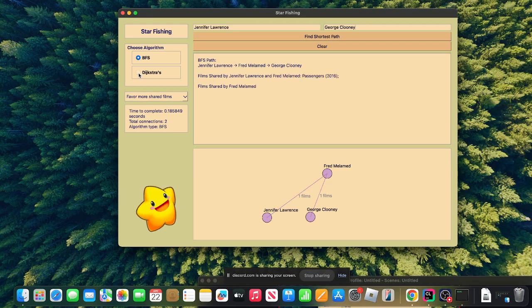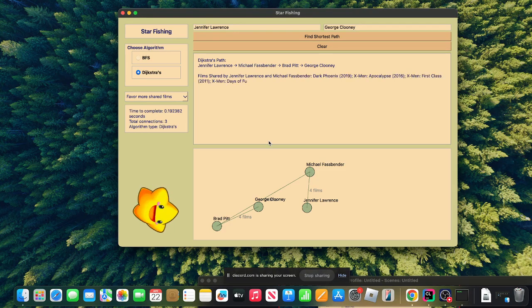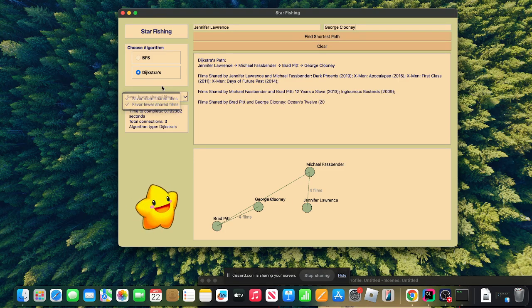Dijkstra's shortest path algorithm is affected by weight. The way it works is that it calculates the shortest path from the start node to any given vertex and then picks the shortest weighted path from those. And it will show actors with more films together or fewer films as desired.